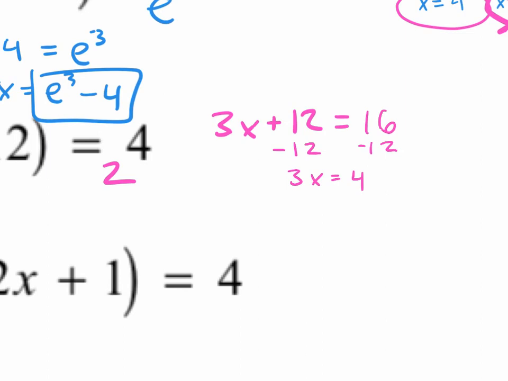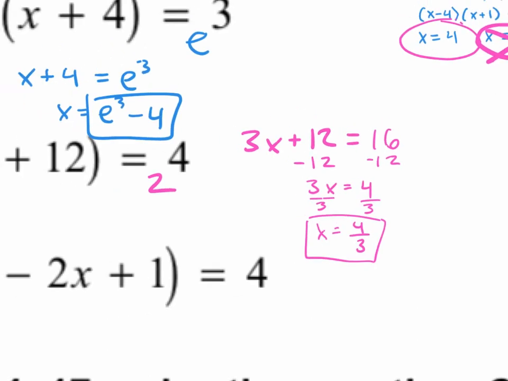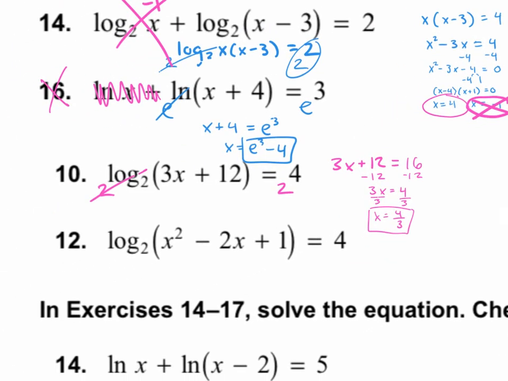What do I do next? Divide by 3. x is equal to 4 over 3. If you want to put this into the calculator and get some decimal, totally fine. It's the same thing. If you want to leave it as a fraction, also fine. Any questions on that one? So that was number 10.